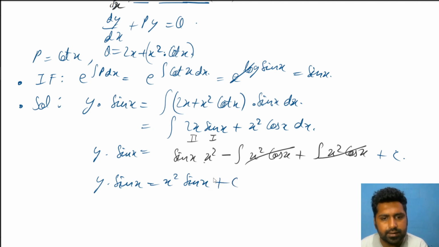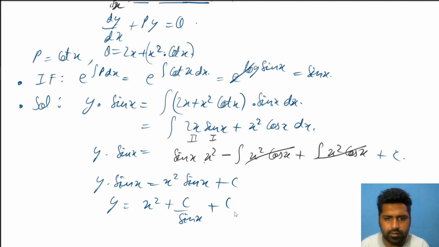So sin x will cancel, but take it on the other side. So y is x square plus c by sin x. You can write x square plus c cosec x.